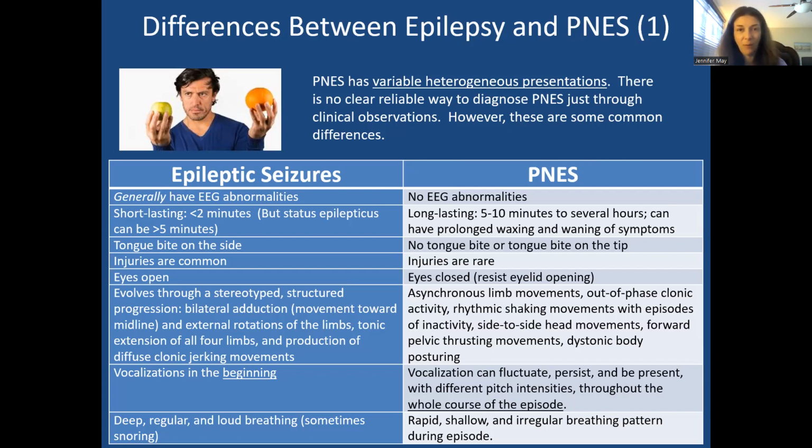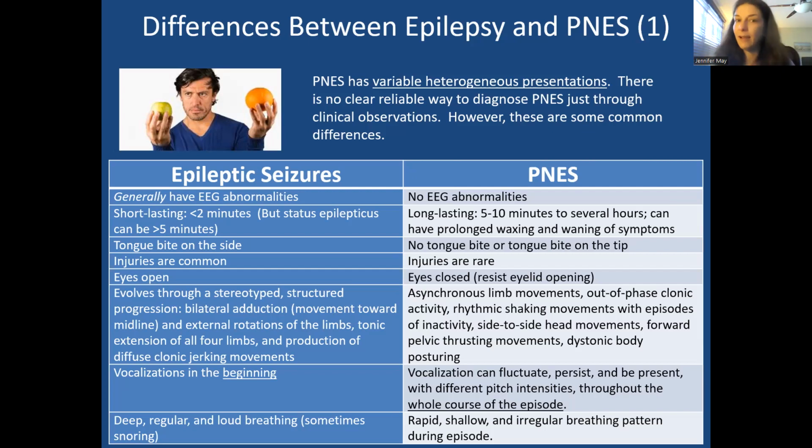And epileptic seizures, in terms of the movement, tend to be in a stereotyped or typical kind of way. So it evolves with bilateral adduction, which means movement of the limbs toward the midline, and external rotations of the limbs. Then tonic extension of all 4 limbs. So it's kind of a stiffness and they're extending outward. And then diffuse jerking movements. So PNES doesn't always go like that. It could be a different order. It could be different limbs doing different things. It's not the same kind of movements at the same time on both sides bilaterally. There could be, but that's what they say, out of phase clonic activity. So it doesn't evolve in a certain order. It could be any kind of order. It could be rhythmic shaking movements and then periods of inactivity and then coming back again.